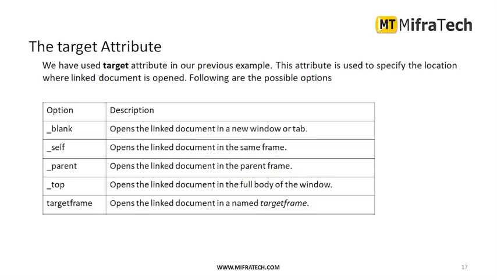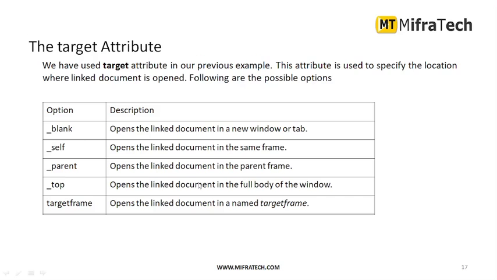Next, the target attribute. We have used the target attributes in our previous example. This target is used to specify the location where the linked document is opened. Following are the possible options: blank, self, parent, top, and target frame. Blank opens a linked document in a new window or a tab.